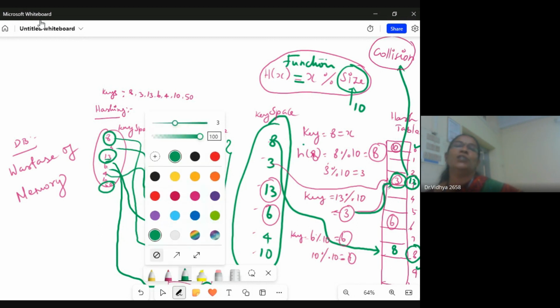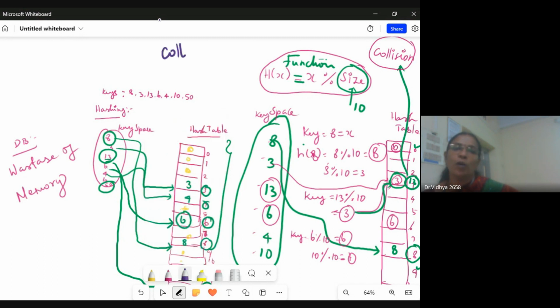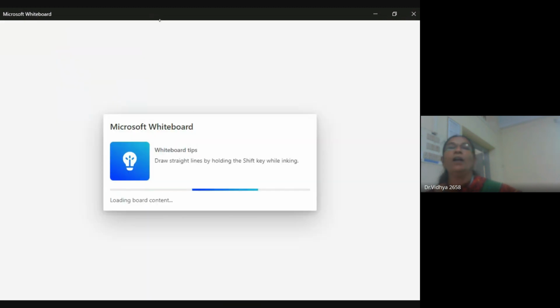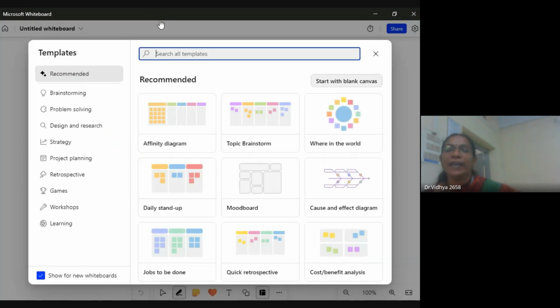So what is the issue we faced in this methodology? Collision. We faced the problem of collision, right? So now we need to overcome the collision. How are we able to overcome the collision? That is the next content. Any idea about collision overcoming techniques? Next position. So what is the name of that particular technique?